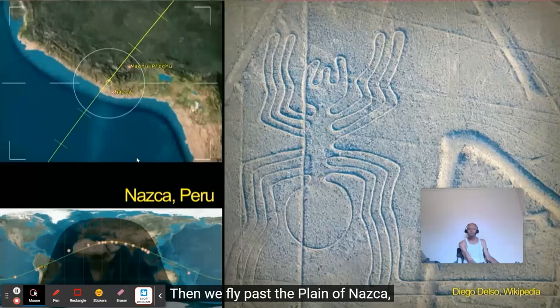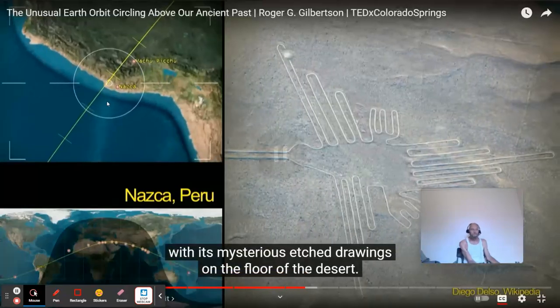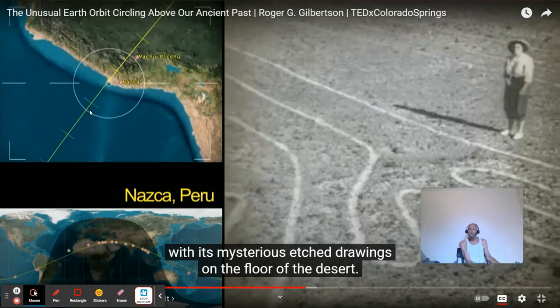Then we fly past the plain of Nazca with its mysterious etched drawings in the floor of the desert. Yeah, but not really, but kinda. I get it. And that's what some people will do. It's like, hey, it's just weird no matter where this orbit would have flown over something weird, but this is weird.